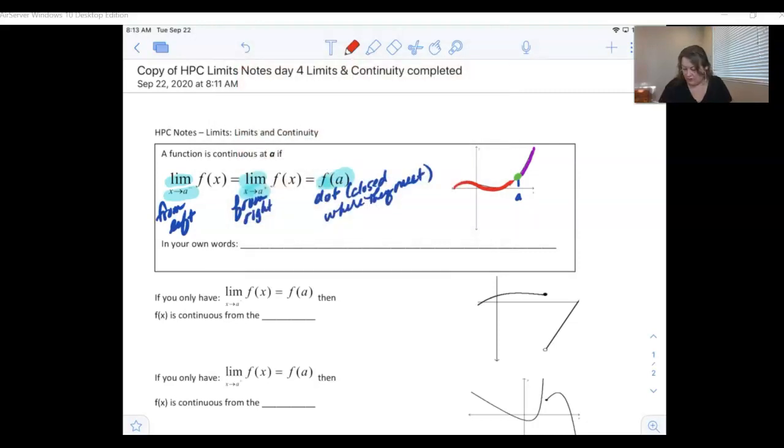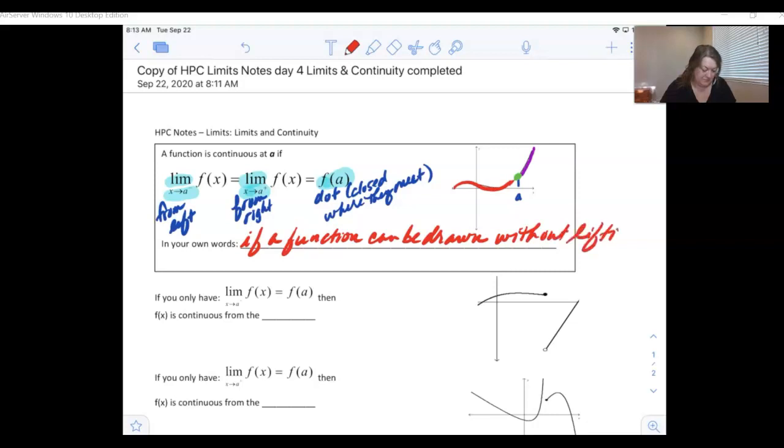Okay, so in your own words, I would say what is continuous? Continuous is if a function can be drawn without lifting your pencil. Right? So anything that you could draw that goes like this or that goes like this, doesn't matter what it is, as long as whatever it is that you draw, you can draw without lifting your pencil, then it's going to be continuous. Super simple, right?